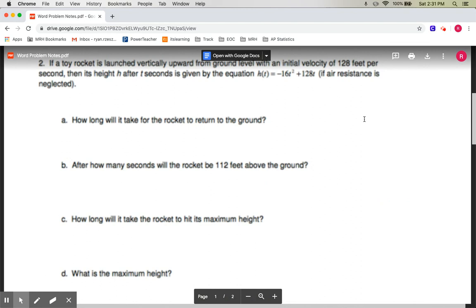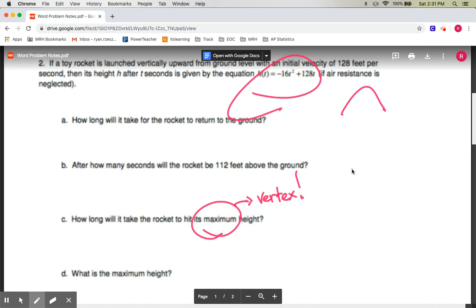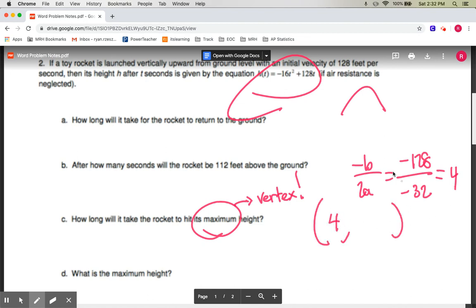This right here, we have actually talked about already. When you see that word maximum, that should send off signals to you guys that we are finding the vertex. Vertex is the maximum of an upside down parabola. So what I need to do with this equation here is just do negative b over 2a. So if I set that up for this problem, negative b over 2a, that's going to be negative 128 over 2 times negative 16, which is negative 32. And if I divide those in the calculator, it's going to be 4. That's my x, which is like t in this problem.